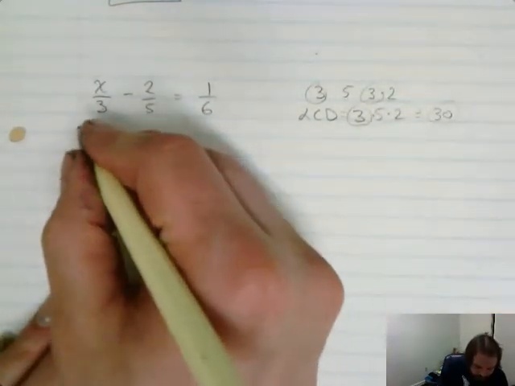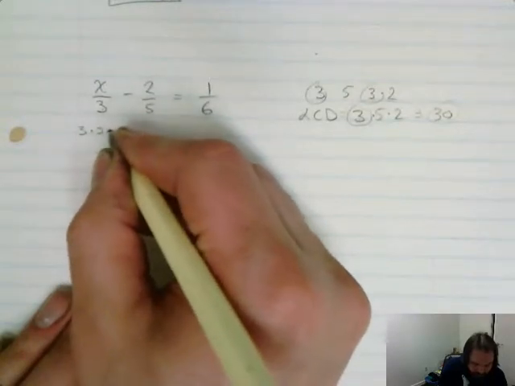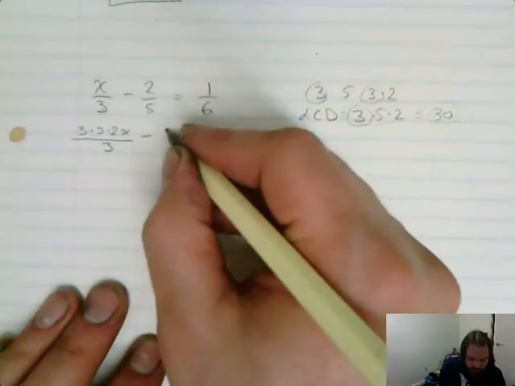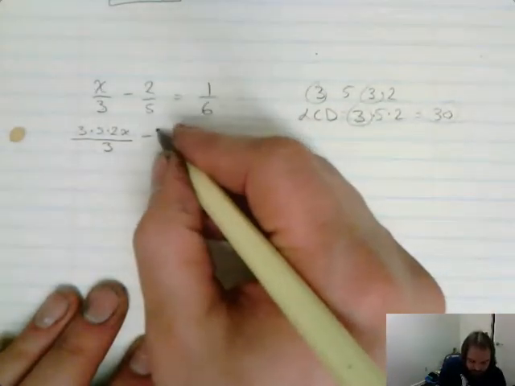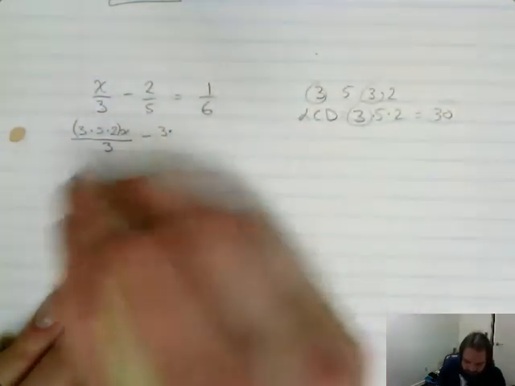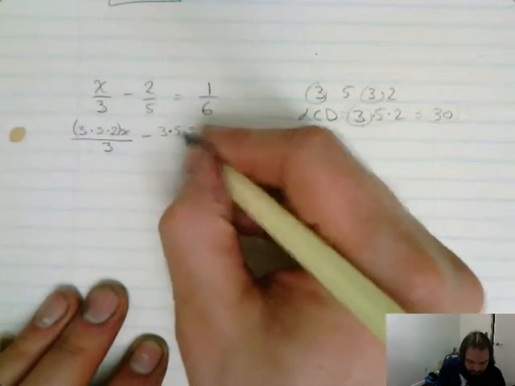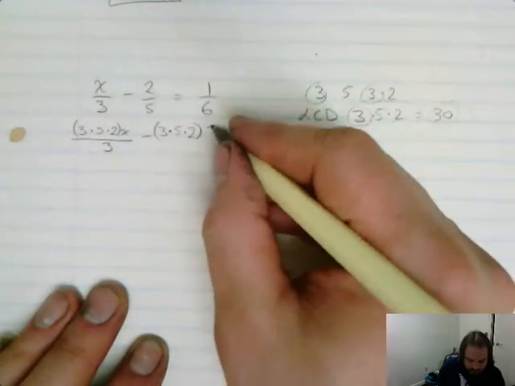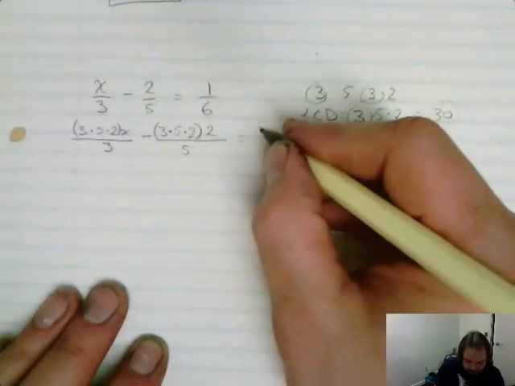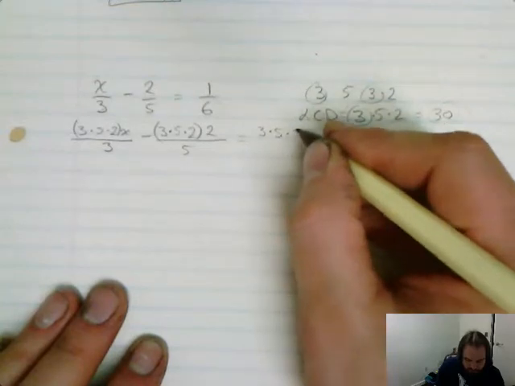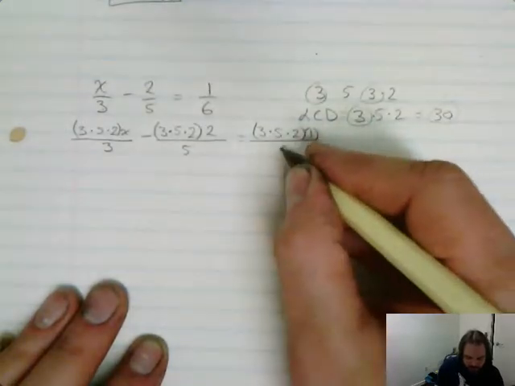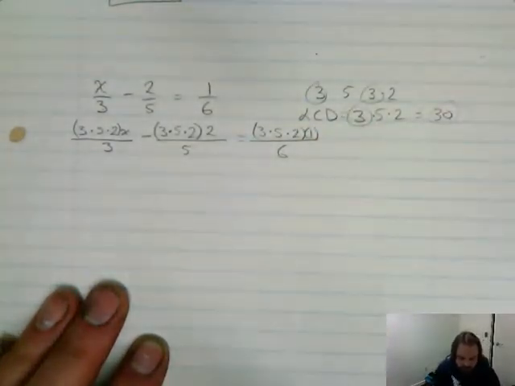So I'm going to have 3 multiplied by 5, multiplied by 2, multiplied by x, all over 3, minus my lowest common denominator, which is 3 multiplied by 5, multiplied by 2, multiplied by 2 again, all over 5, is equal to 3 multiplied by 5, multiplied by 2, and then we could say 1 all over 6. Because this here is my lowest common denominator. And this is what happens.